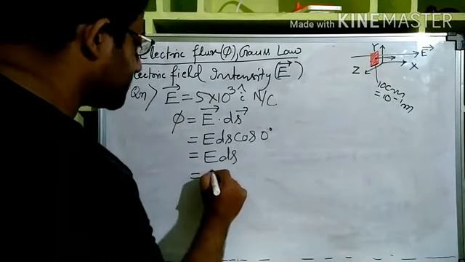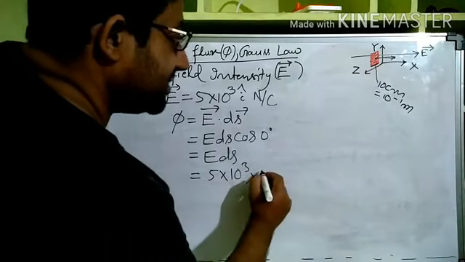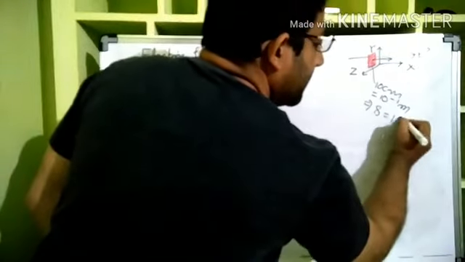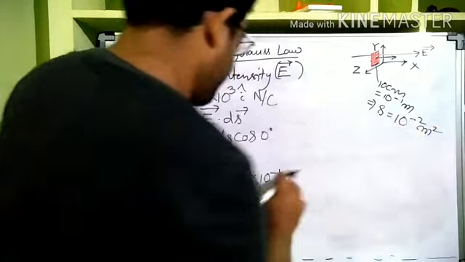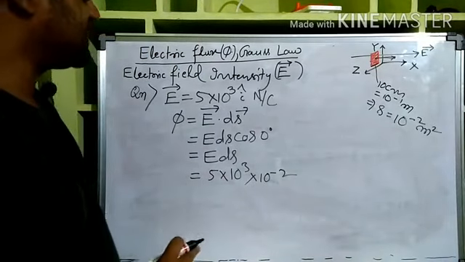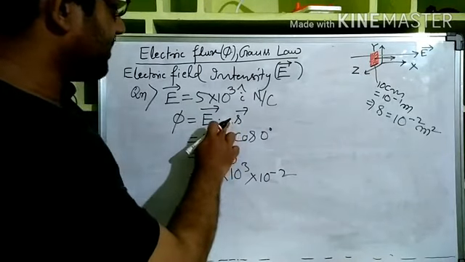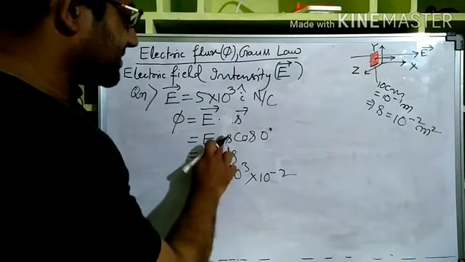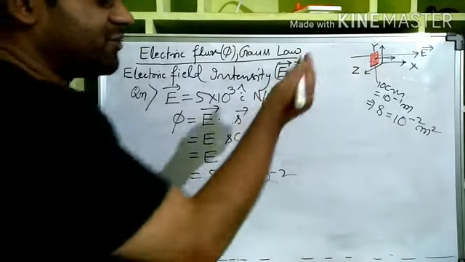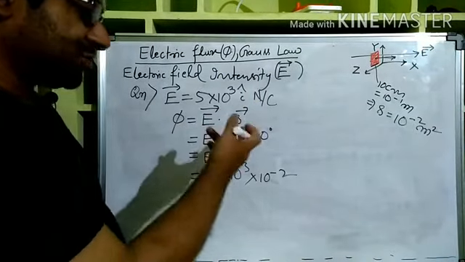So E is given in the question, 5 into 10 cube, multiplied by S. How much is S? Square of the side, right? 10 to the minus 1 into 10 to the minus 1, 10 to the minus 2 meter square. So put 10 to the minus 2. Ds is a very small area, right? So here we will be taking S only. E dot S is E S cos theta, so E S. When we take a very small part of the area, we use the notation ds. So here it is not required.